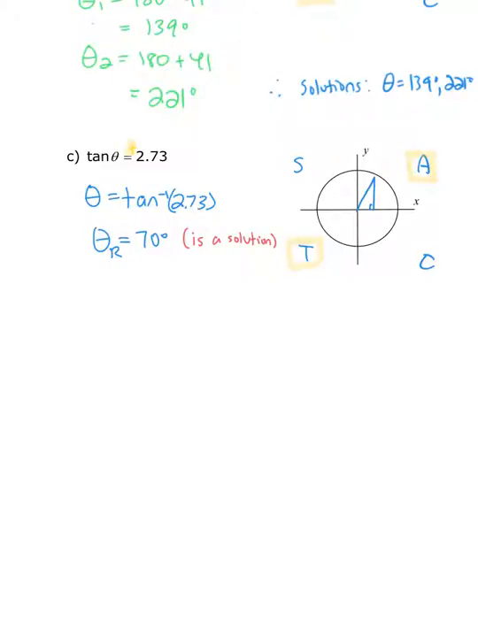And then my other solution is in quadrant T. So I'm going to draw another triangle in the T section. To get to this angle, I'm going to go over 180 degrees, and then I'm going to go over 70 more, because the little angle inside the triangle is 70 degrees. So that is 250 degrees. So then I will state that my solutions are 70 and 250 degrees.